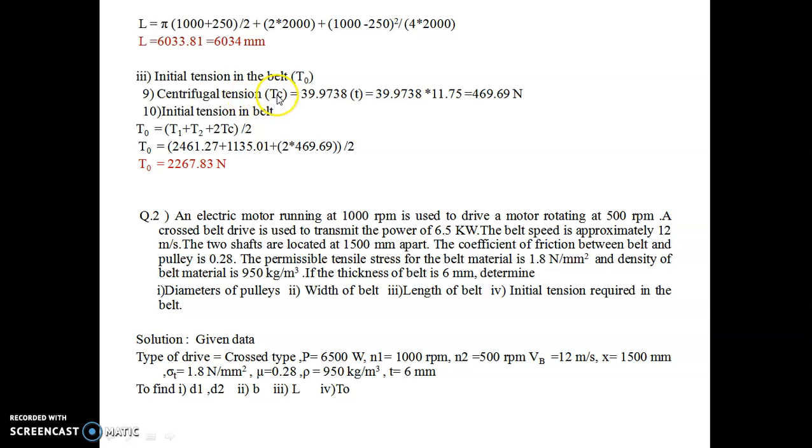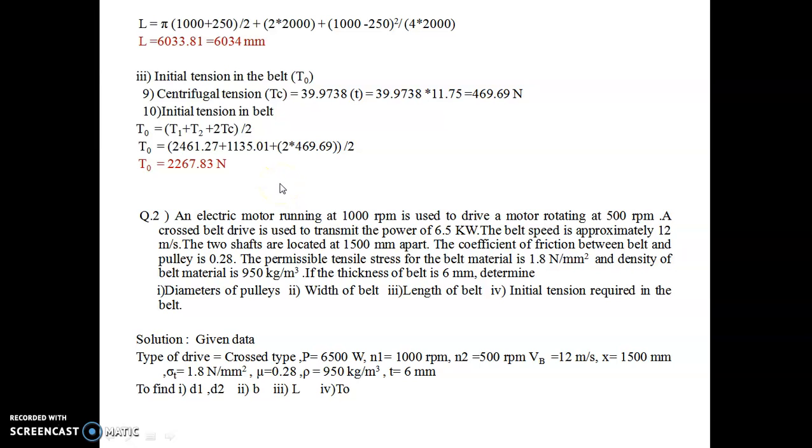We know the centrifugal tension in terms of T, 39.9738 into T. We can put the value of T here, 11.75, and we will get centrifugal tension 469.69 Newton. So the initial tension in the belt T0 is equal to (T1 plus T2 plus 2 times Tc) upon 2. So we'll put all the values of T1, T2 and Tc. We will get the initial tension T0 is equal to 2267.83 Newton. This is the third answer.